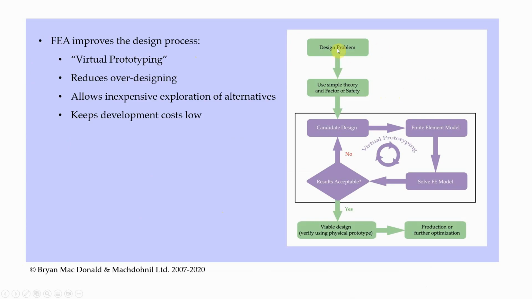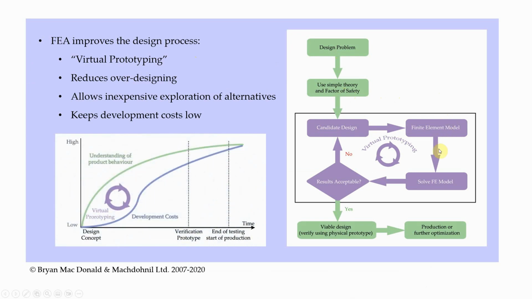So again, we have the design problem. We still would use our simple theory and factor of safety to get us a candidate design, but we would then build a finite element model of that candidate design, and we would solve that finite element model, and we again would look at the results and ask ourselves, well, are they acceptable? If not, we can change the design on the finite element software. So we can change the CAD model essentially, do a new finite element analysis, solve that. Again, if it's not acceptable, easily change the CAD model. So we can end up going around and around in a circle here.